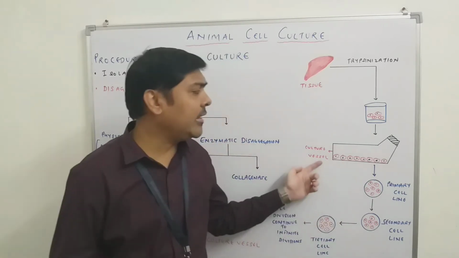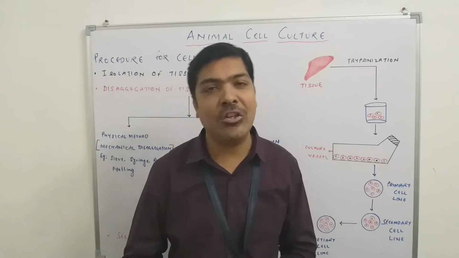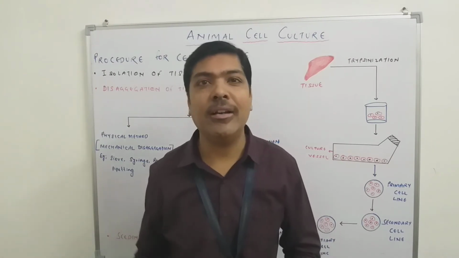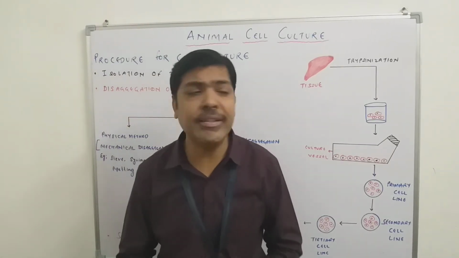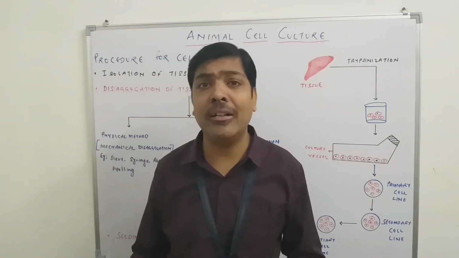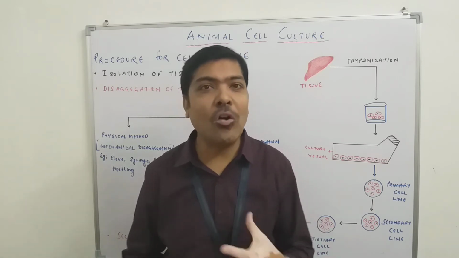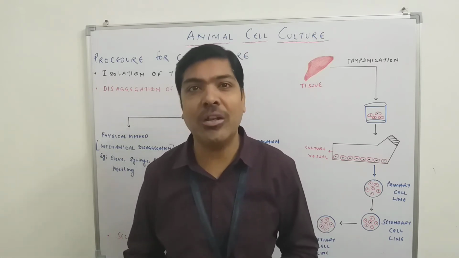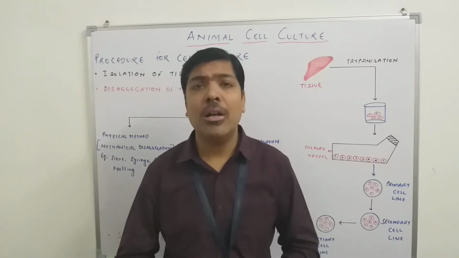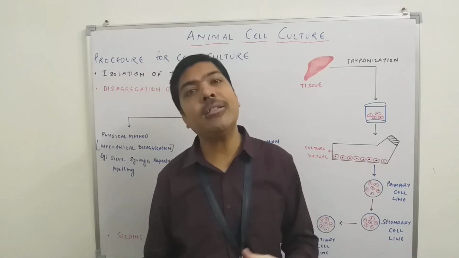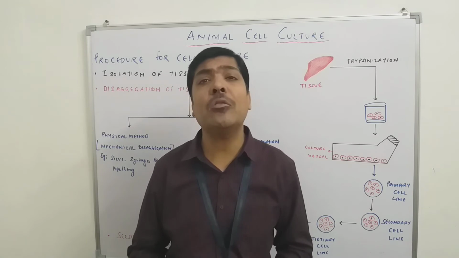So as you can see in this diagram, the cells are actually anchored at the base of the culture vessel. It is considered that these particular cells have some positive charges, and the vessel that we are using for the cell culture methodology has certain negative charges. Because of that positive and negative interaction, the anchorage dependency will take place. But again, there are certain cells which are non-anchorage dependent, also called anchorage independent.